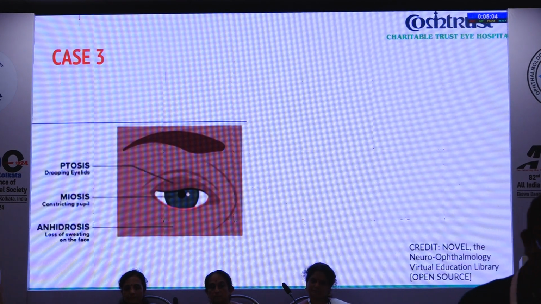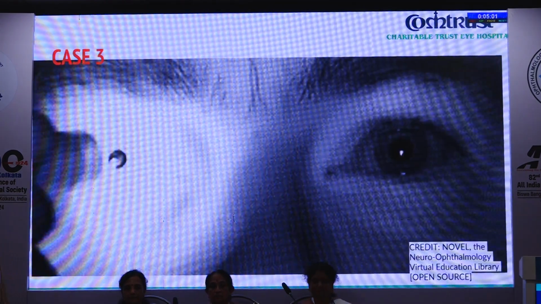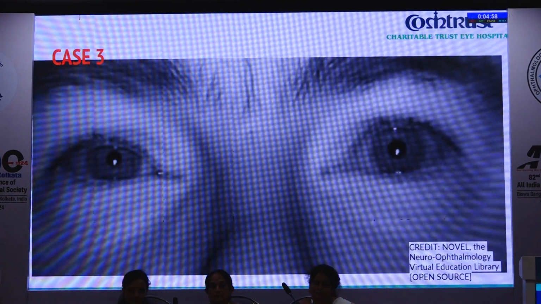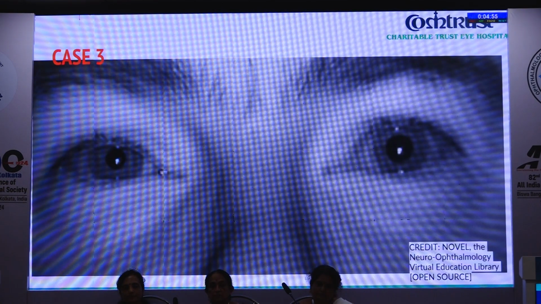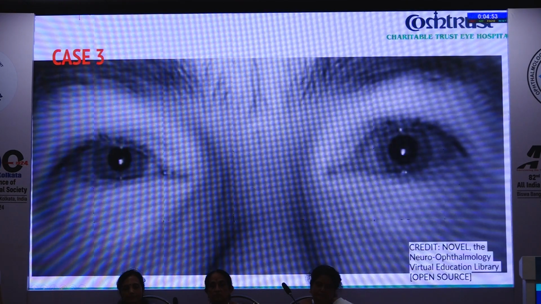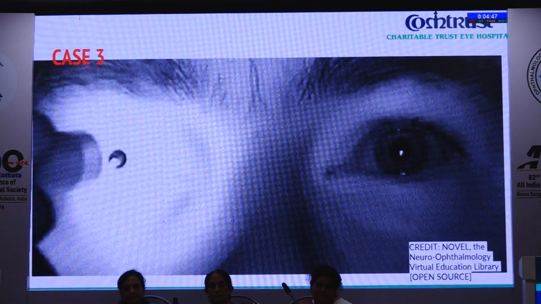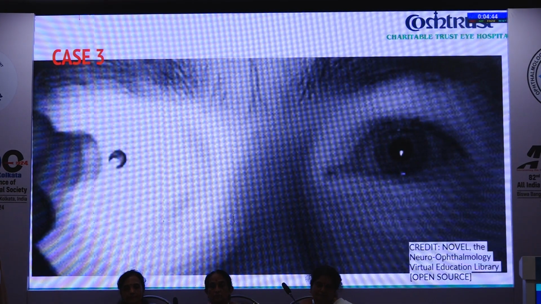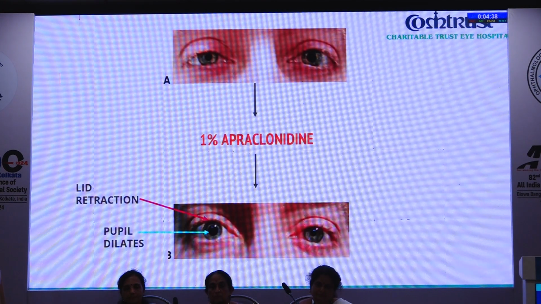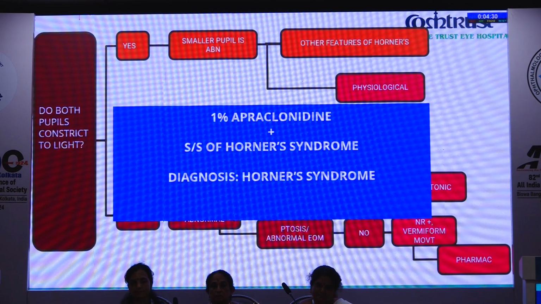The third case presented with ptosis, meiosis, and anhidrosis. This is a video taken from the web. As you can see, there is a dilatation lag along with meiosis and an anisocoria of more than 2 mm. In some cases, there is difference in eye color, difference in pupil size, or impaired facial flushing. With the 1% apraclonidine test, we can see there is lid retraction with dilatation of the pupil on the affected side. These signs, along with other signs of Horner syndrome, give us a diagnosis of Horner syndrome.